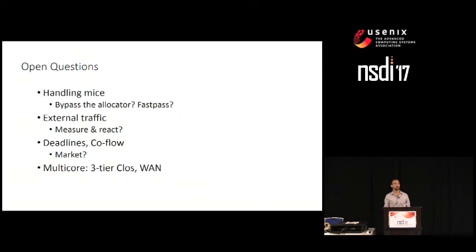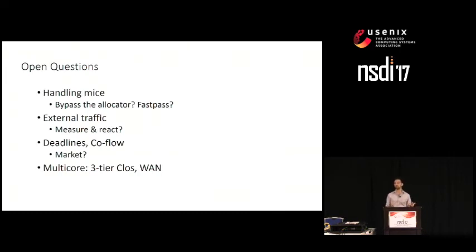There are several open questions with this network. I've told you that maybe an algorithm iteration is, let's say, 31 microseconds. What happens if you only have 10 or 20 or 30 packets? How do you handle these mice? One idea is to completely bypass the allocator for mice flows. Or perhaps use another scheme for the mice flows and use Flowtune only for the elephant flows and use maybe FastPass for mice flows.